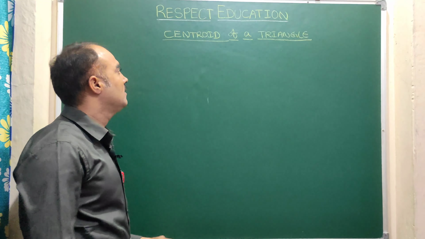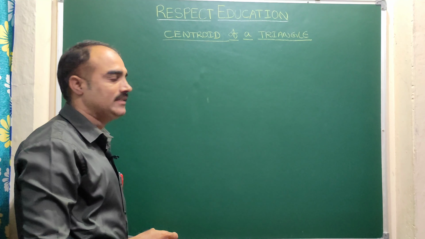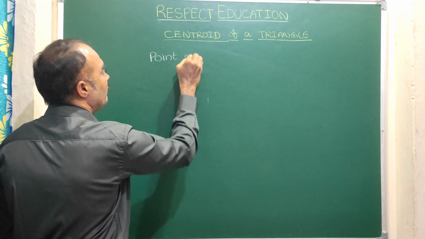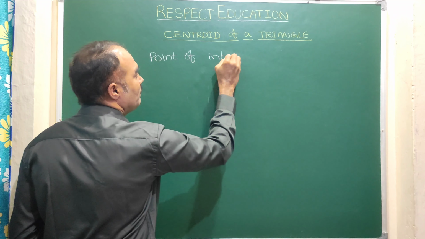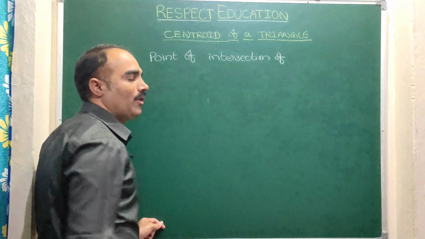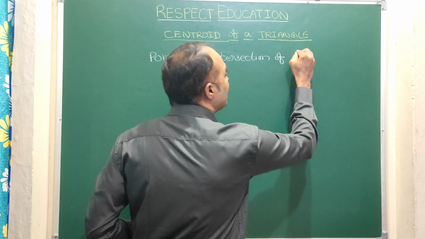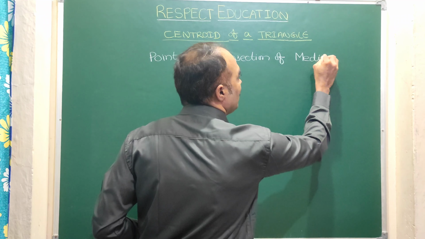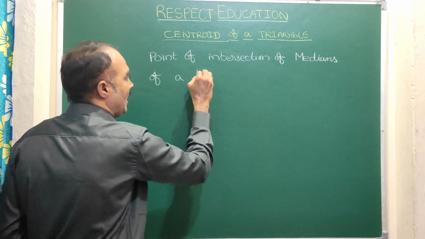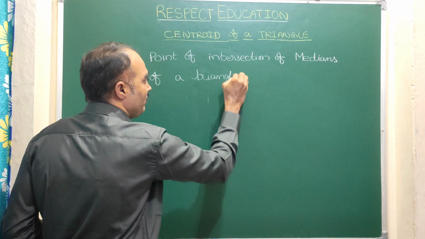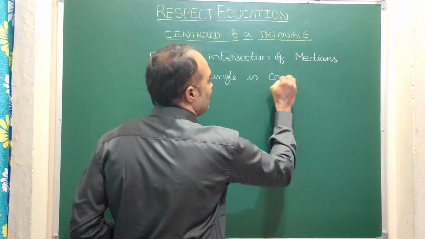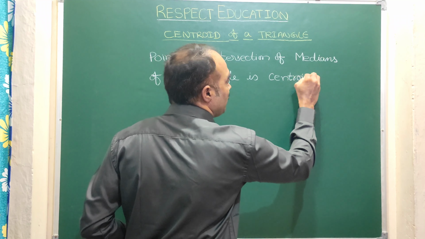First, let us see the definition. What exactly is the centroid? It is a point of intersection of medians of a triangle. The point of intersection of the medians of a triangle is known as the centroid, is called the centroid of that particular triangle.